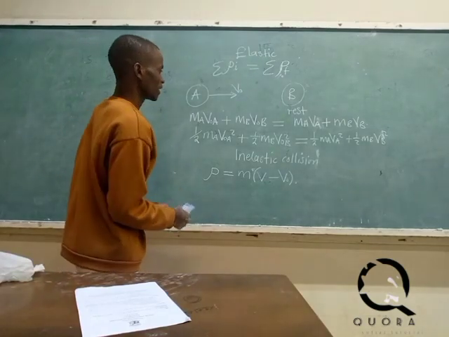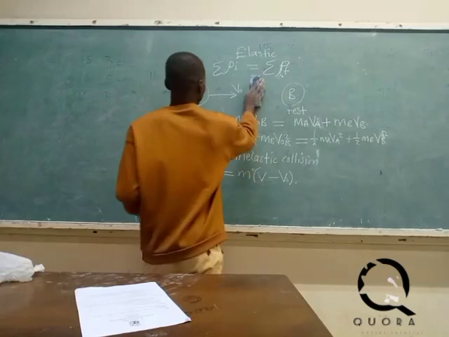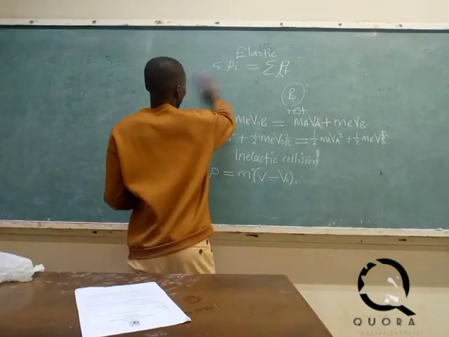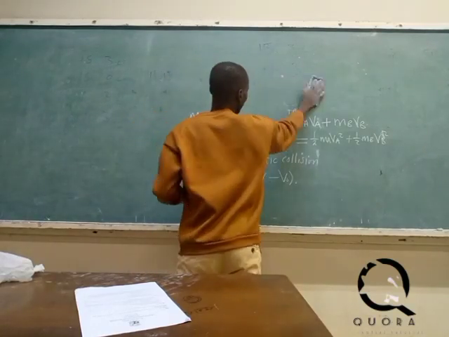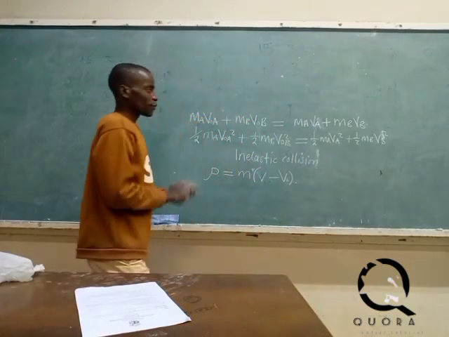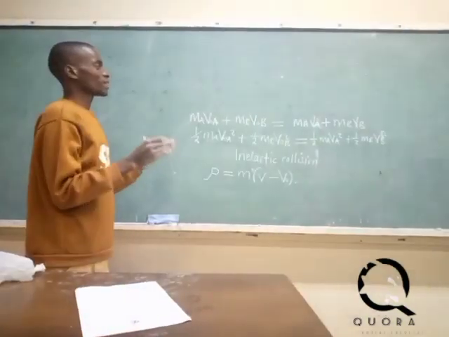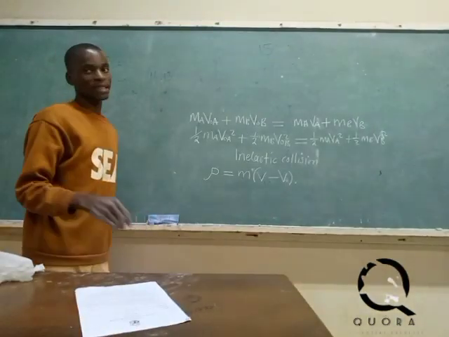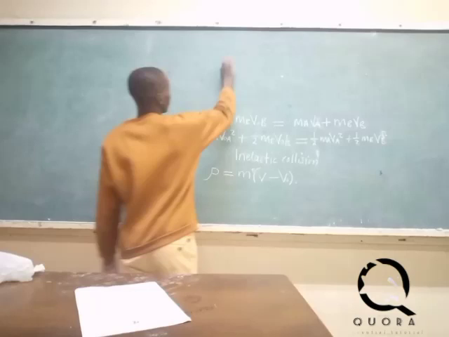Okay, now what about the issue of perfectly inelastic collision? Under perfect inelastic collision, what we have to understand always is that this is a type of collision which involves the sticking together of two objects and they start moving as a whole.